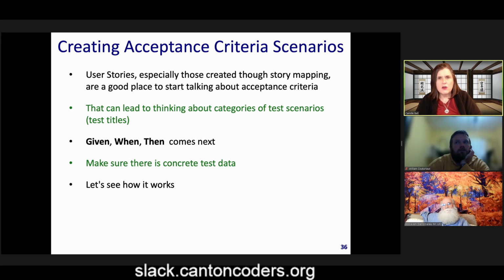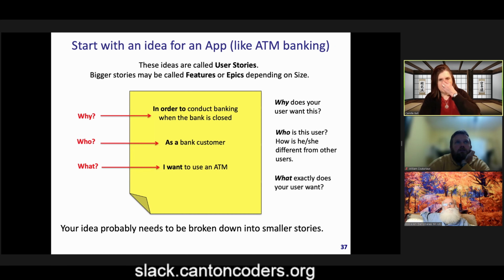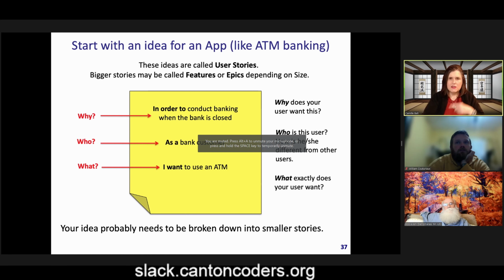Anyway, when we think about these, they can give us a look at what the categories of our test scenarios are. Later, we'll talk about given, when, then, and we'll want to make sure there's concrete data. Let's see how that works. Okay, we talked about the why, the who, and the what. Now this is a really high level one. In order to conduct banking when the bank is closed, as a bank customer, I want to use the ATM. Well, that may be true, but that doesn't tell me much. This is a gigantic requirement.